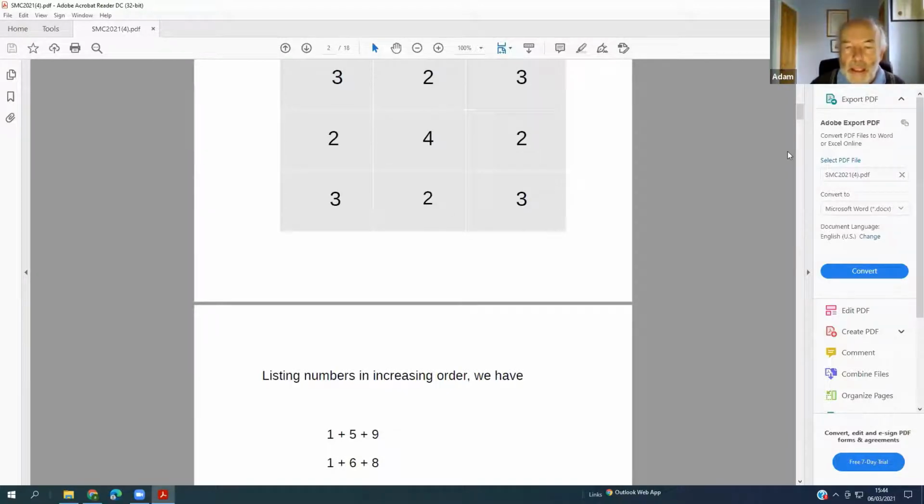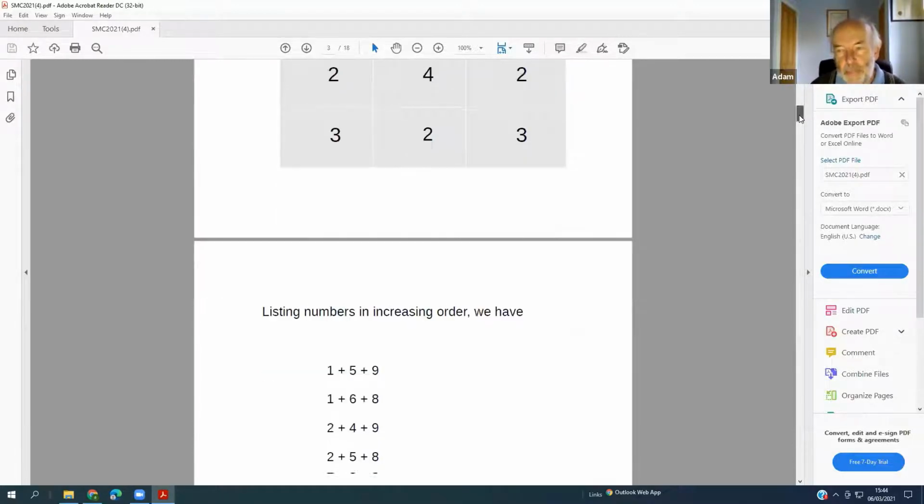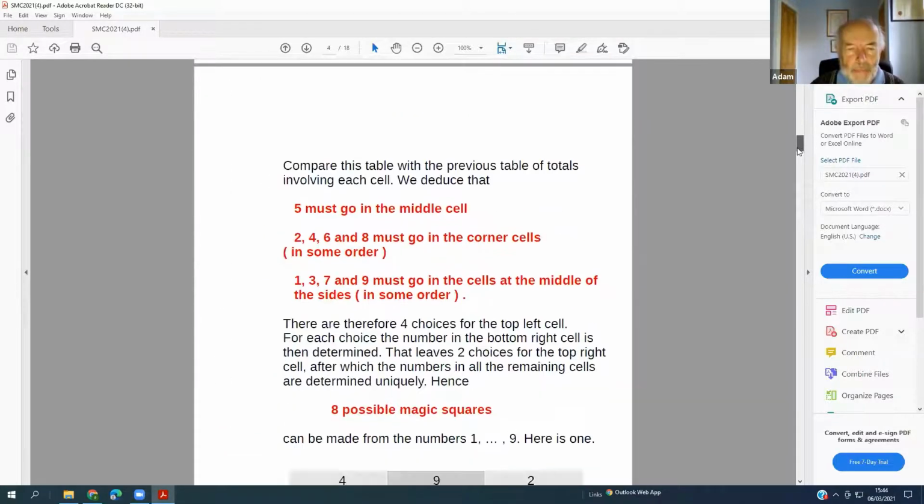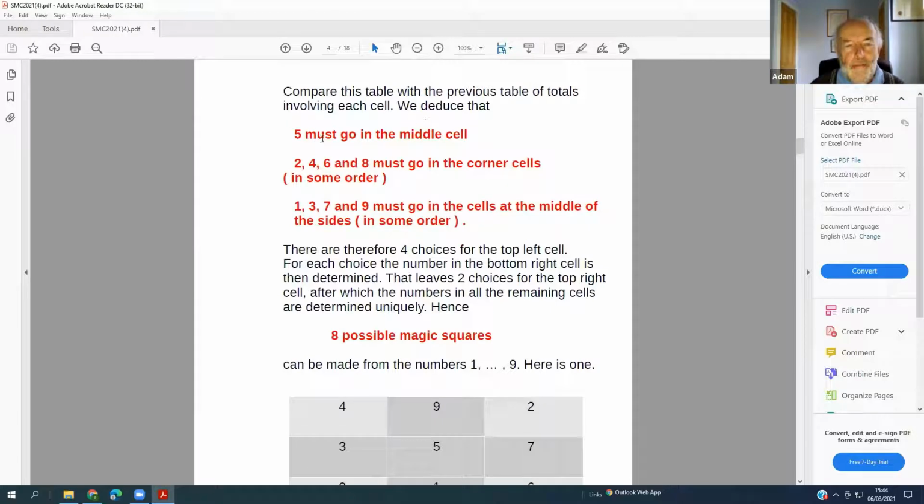So this is an investigation I would suggest that could be done by pupils in S5 or S6, for example, not the P6, right? I don't do this in the live presentation, but this would be an opportunity for an investigation for pupils at the top end. So summarizing, 5 must go in the middle cell, 2, 4, 6, and 8 must go in the corner cells in some order, and 1, 3, 7, and 9 must go in the cells in the middle of the sides in some order.